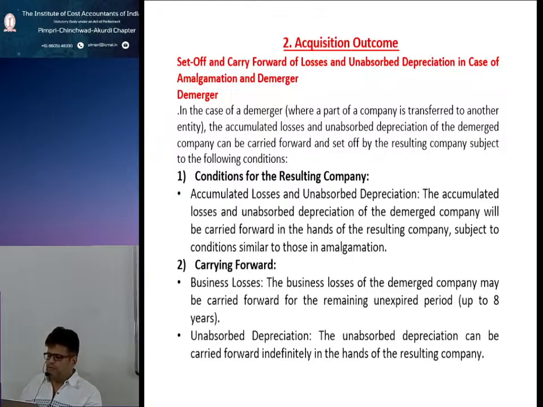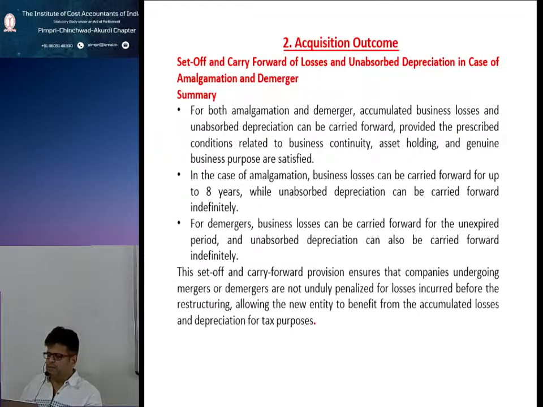Carrying forward of losses: the business loss of the demerged company may be carried forward for the remaining unexpired period, up to 8 years, and unabsorbed depreciation can be carried forward indefinitely in the hands of the resulting company. So broadly, to summarize set off and carry forward of losses and unabsorbed depreciation in case of amalgamation and demerger: for both, accumulated business losses and unabsorbed depreciation can be carried forward provided the prescribed conditions related to business continuity, asset holding and genuine business purposes are satisfied.